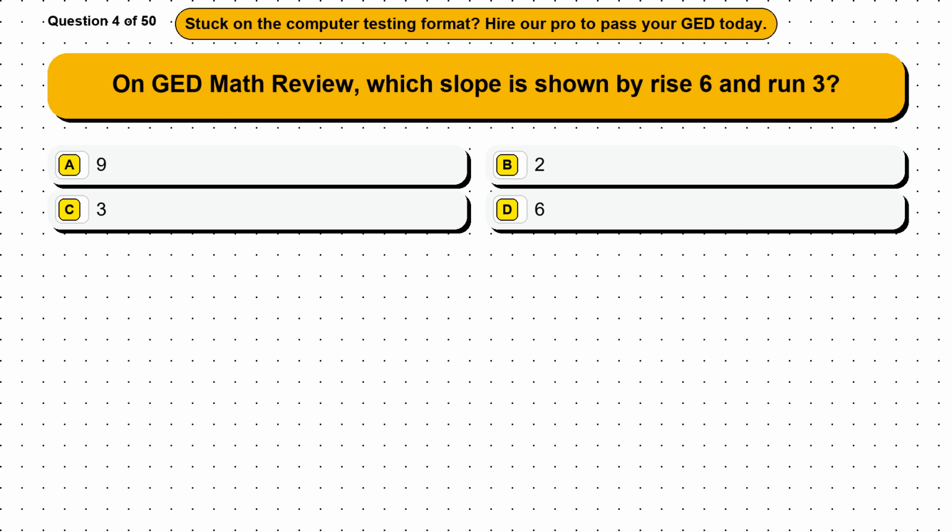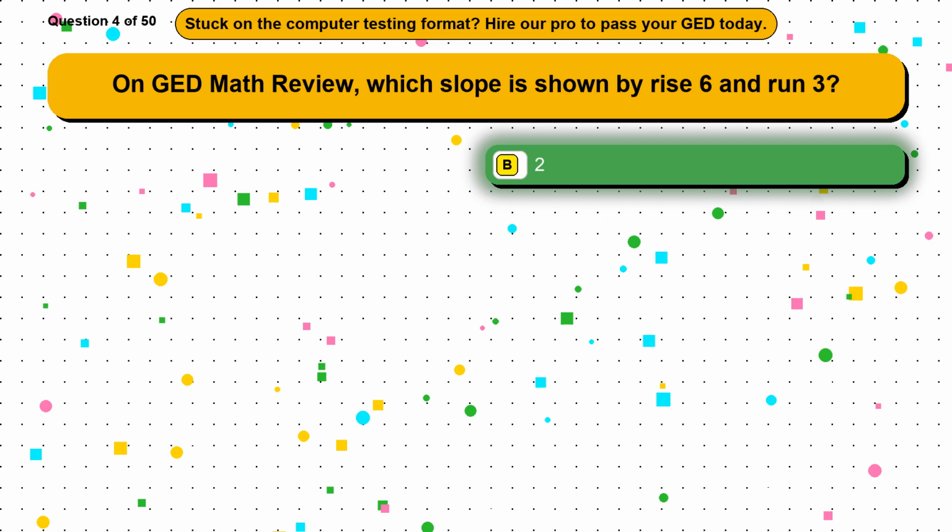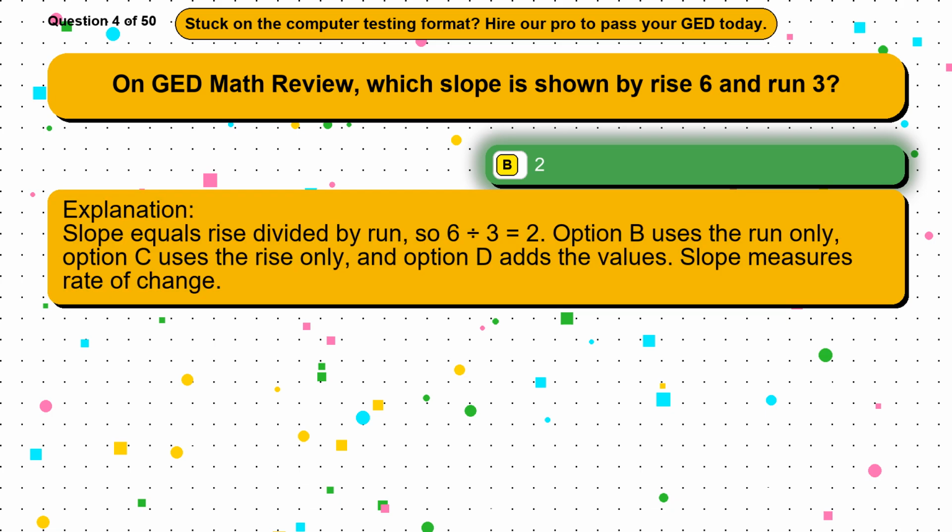Question 4. On GED Math Review, which slope is shown by rise 6 and run 3? Option A, 9. Option B, 2. Option C, 3. Option D, 6. The correct answer is option B, 2. Slope equals rise divided by run, so 6 divided by 3 equals 2. Option B uses the run only, option C uses the rise only, and option D adds the values. Slope measures rate of change.